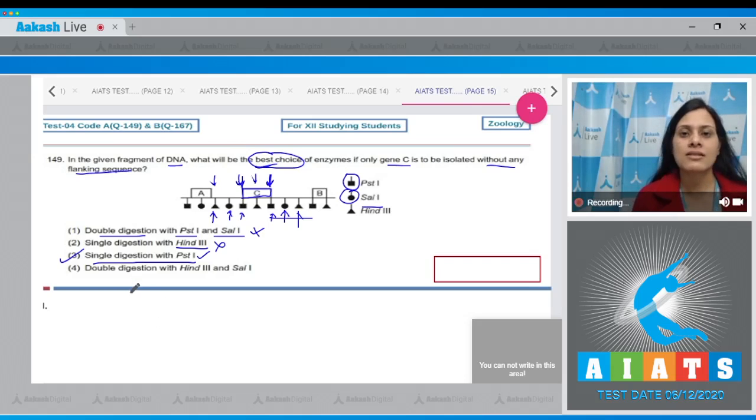The last option is double digestion with HindIII and SalI, which is also an incorrect option because it is not going to produce the C gene without any flanking sequence. So the correct answer to this question is option number 3. Let's move on to the next question.